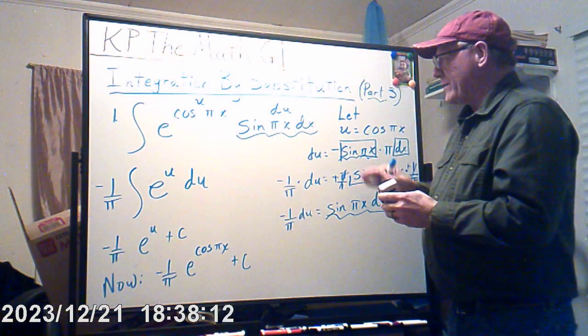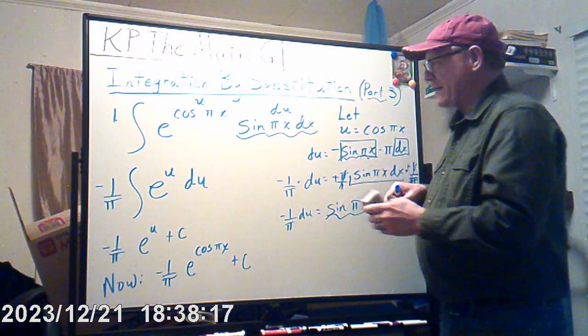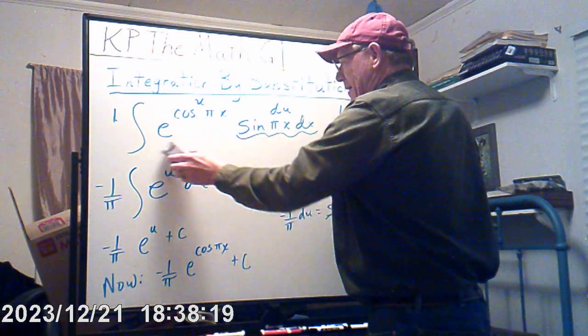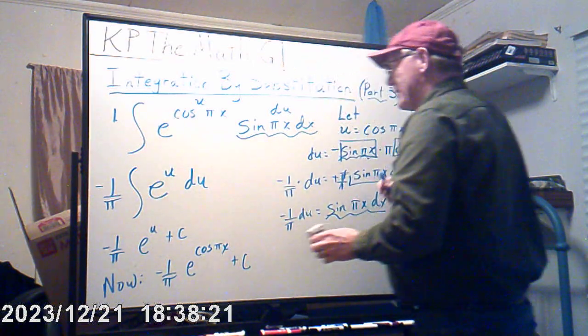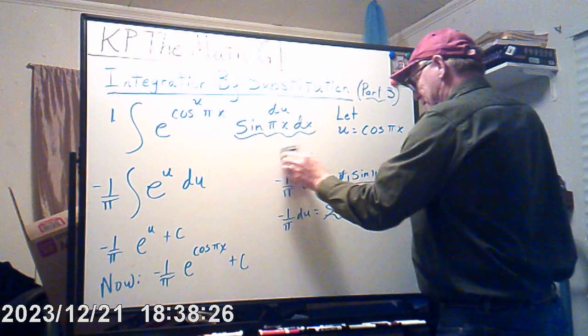Alright, well, that's the difference in part 3 and part 2. Last time I just had cosine and sine. Now I've got e involved here. So that's what I've got on this one.